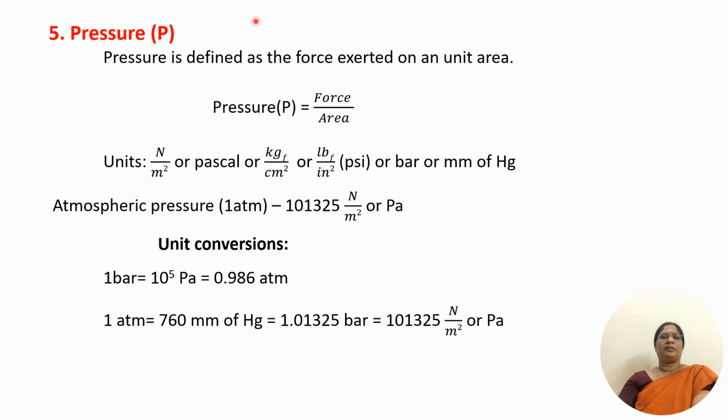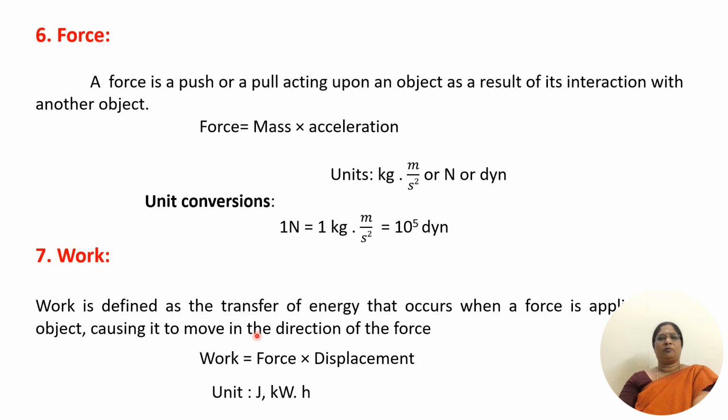So usually pressure is expressed as 1 atm. The 1 atm is equal to 101325 Newton per meter square or Pascal. The basic unit conversions used in pressure are 1 bar is equal to 10 raised to the power 5 Pascal, that is equal to 0.986 atm. Also 1 atm is equal to 760 mm of Hg or 1.01325 bar or 101325 Newton per meter square or Pascal. The next one is the force.